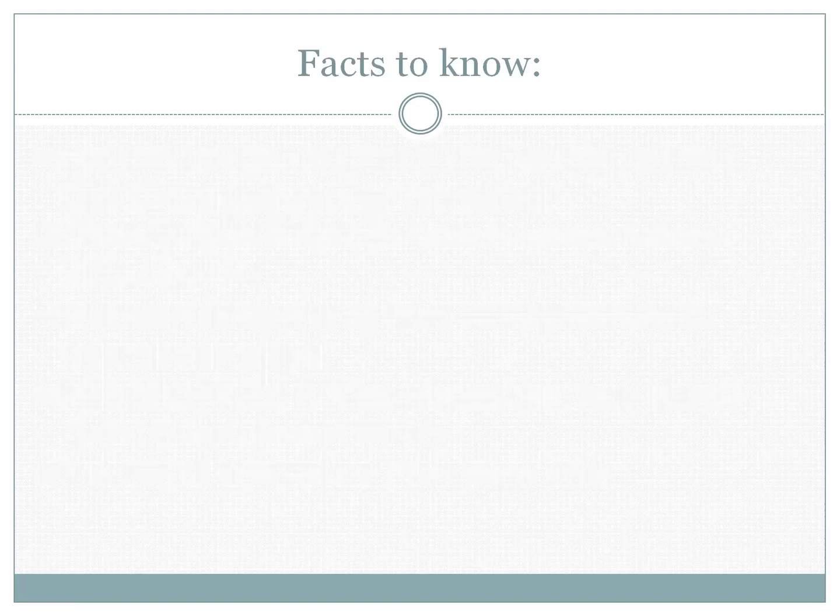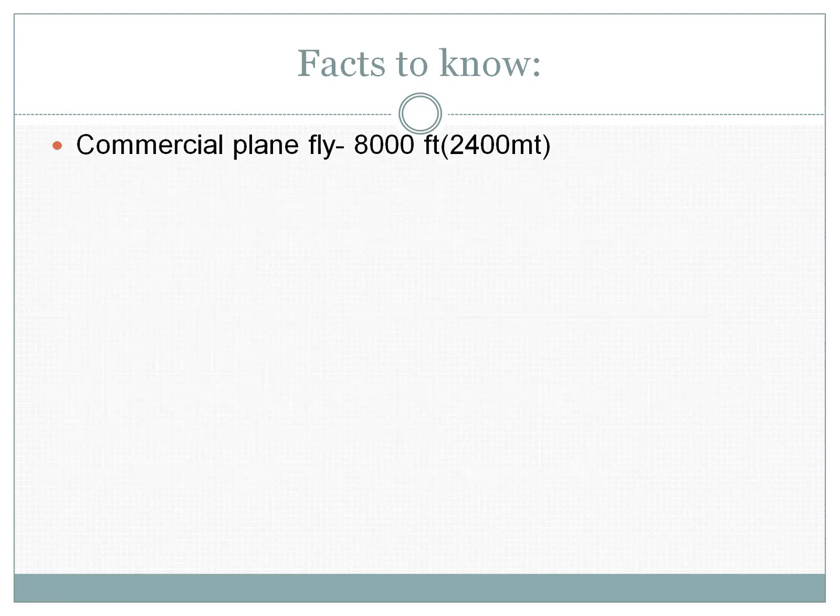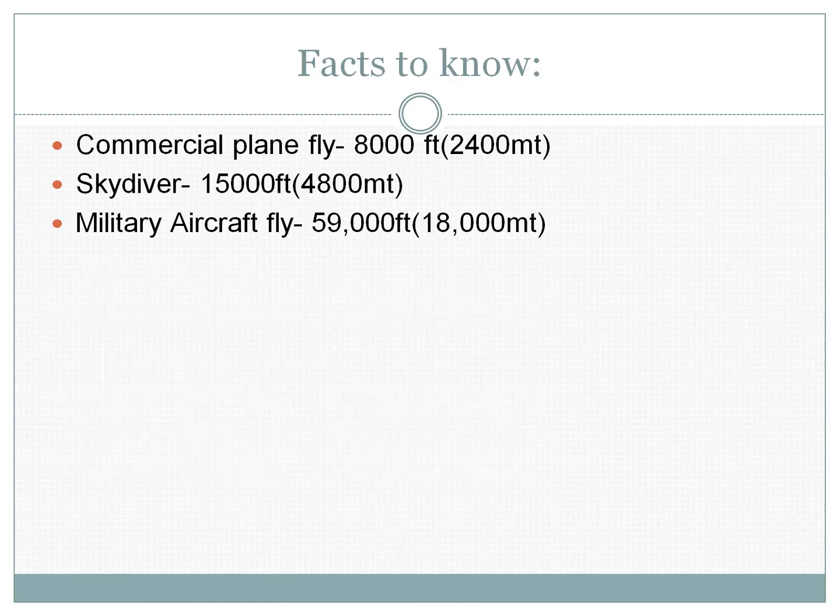Now, after knowing all these pressure changes, there are some facts we should remember. Around 8,000 feet, commercial planes are flying. These are things we have to remember because as human beings, we follow all these technological things also. The skydivers dive from around 15,000 feet. Military aircraft can fly up to 50,000 feet. Helicopters fly around 6,000 feet.